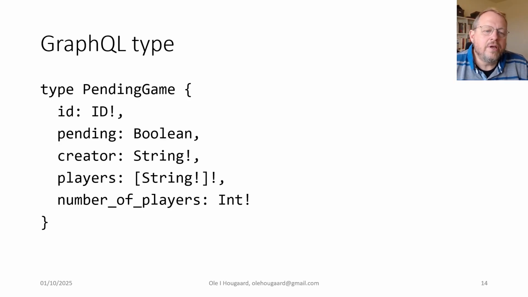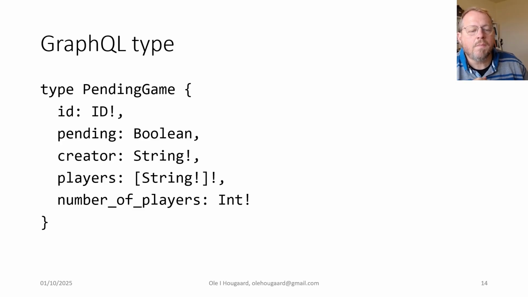So we can make a GraphQL type. It's still not an interface, but this is the pending game I talked about before. You can see there are in fact 5 different properties, and the ID is indeed an ID. I'll come back to all these exclamation points, but essentially they mean they are mandatory. So the ID, Boolean, strings, arrays of strings, and then finally an int.